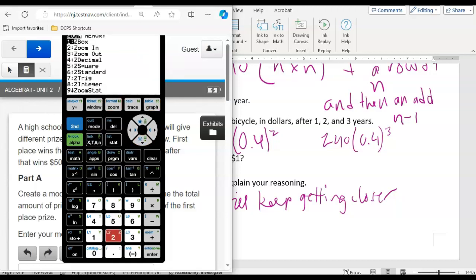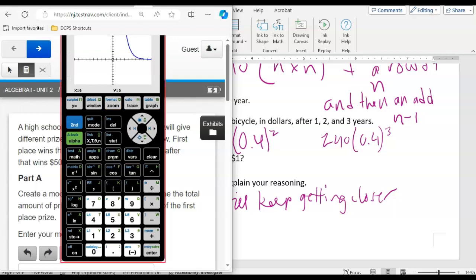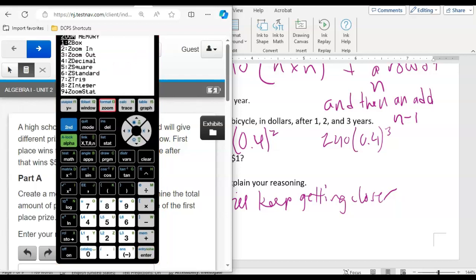We zoom in on that, and then let's actually just make our window 0 to 20, let's say. Notice that it is getting closer and closer and closer to 0.